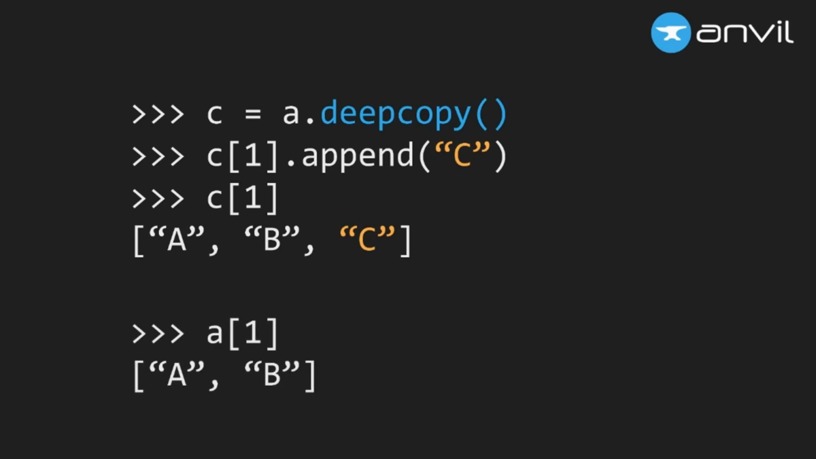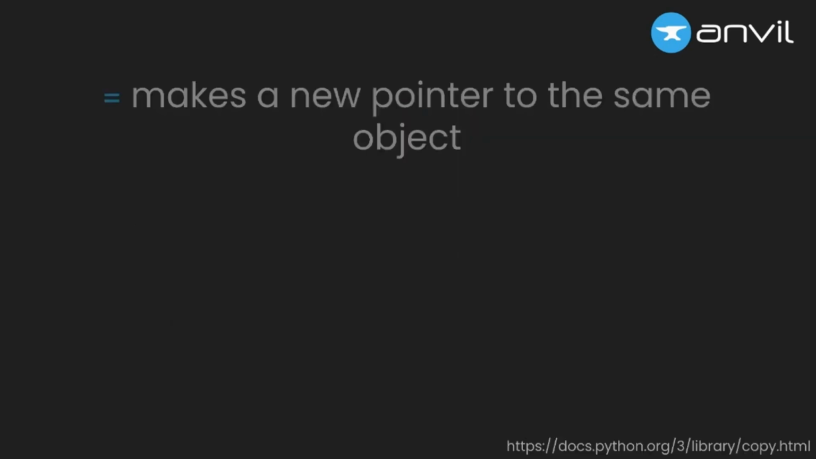But actually, if we go back and look at our original list, A, we can see that we haven't changed the contents of that. So deepcopy is for when you actually want to create an actual copy that is not pointing to the same objects in memory, but new objects with the same values, so that you don't end up with pointer aliasing. And just to recap, equals makes a new pointer to the same object.